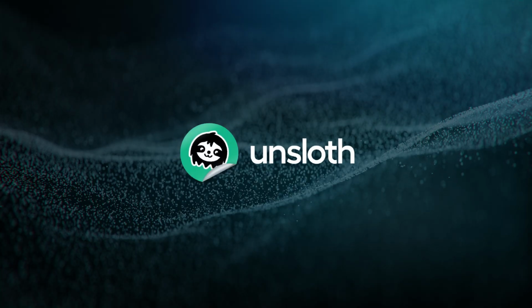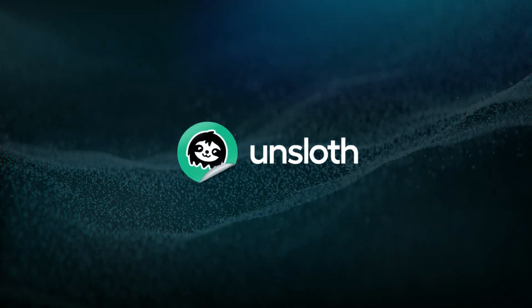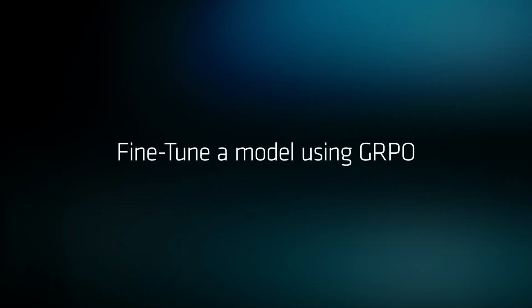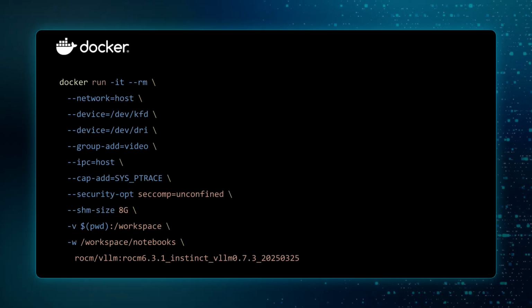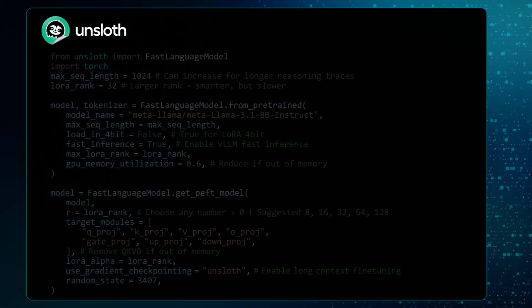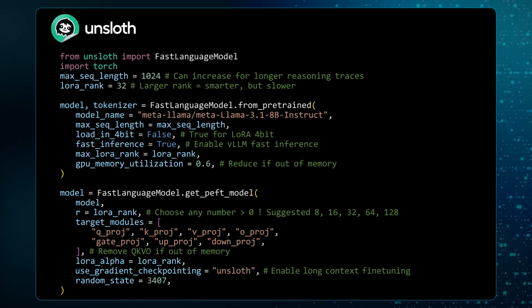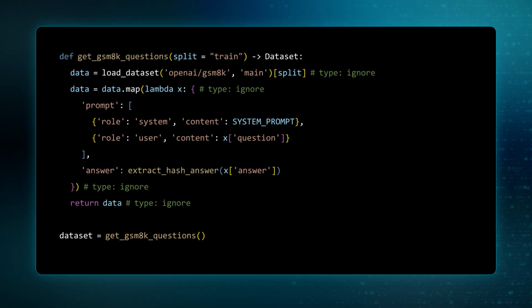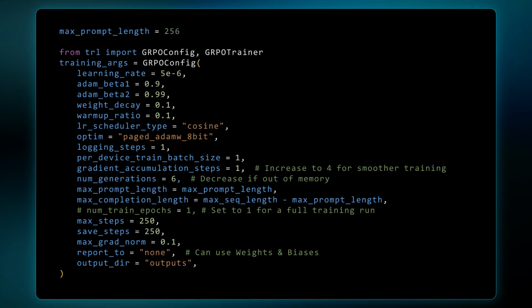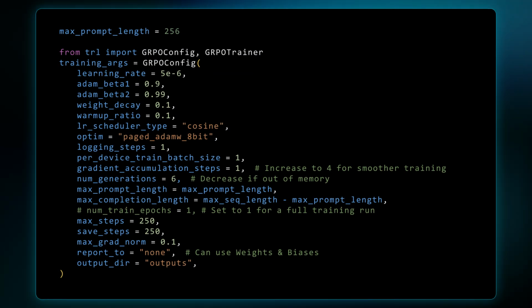For the second, let's go through an example provided by Unsloth to fine-tune a model using GRPO. First, prepare the training environment. Next, load the PEFT model by leveraging Unsloth for GRPO fine-tuning. Configure the dataset. Configure GRPO, LoRA, and all of your other hyperparameters.